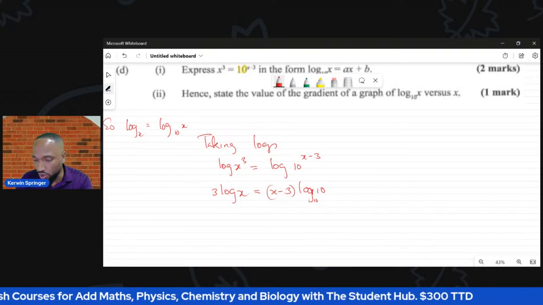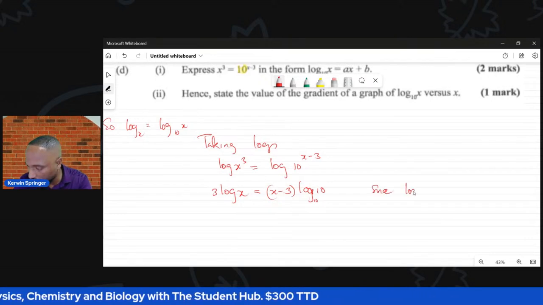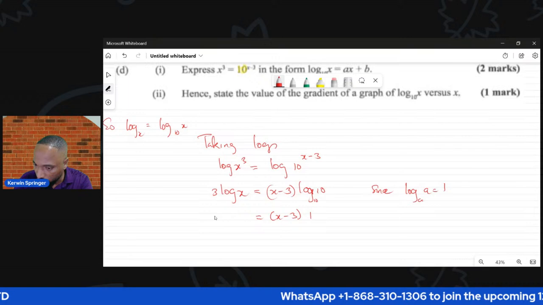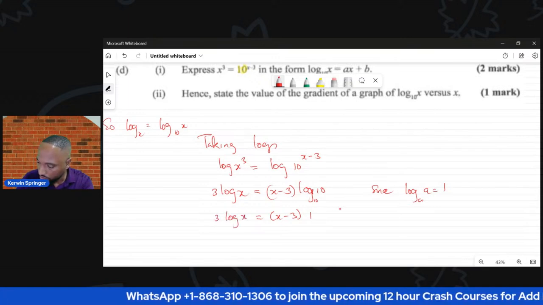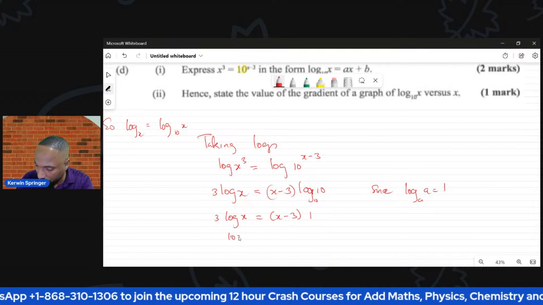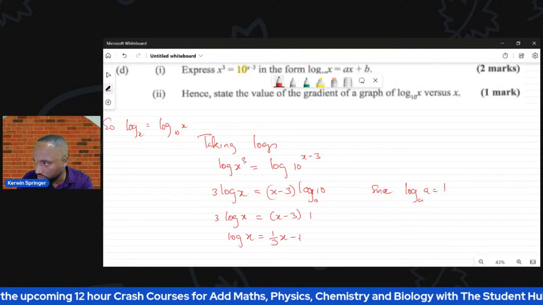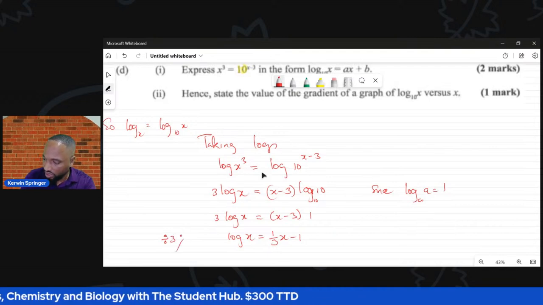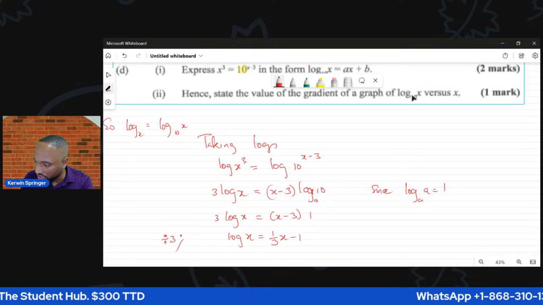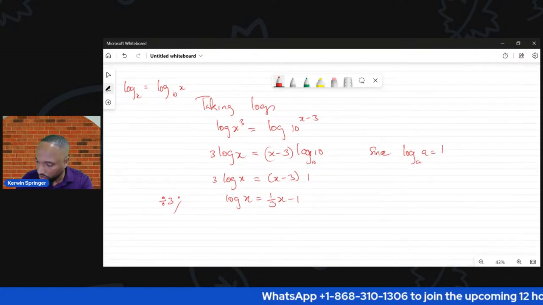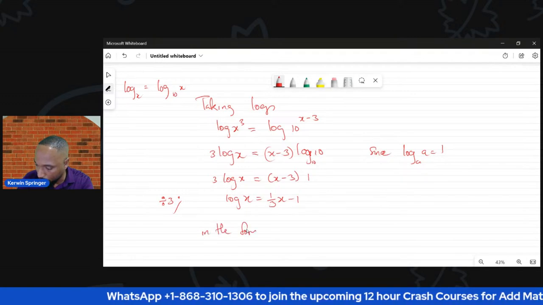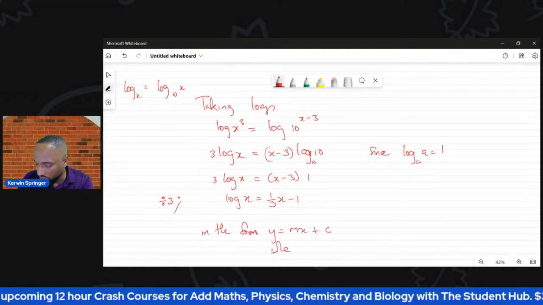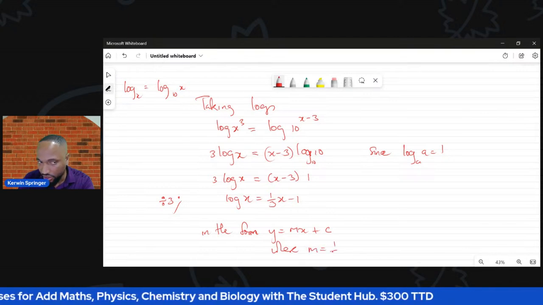Log 10 base 10 is 1. So since log a base a is 1, this is x minus 3 times 1. And then bring across the 3. 3 log x is equal to 10x minus 3, and I divide everything by 3. And I feel there is enough information for them there. Hence, state the value of the gradient of log of 10x versus x. So it's in the form y is equal to mx plus c, where m is equal to 1.